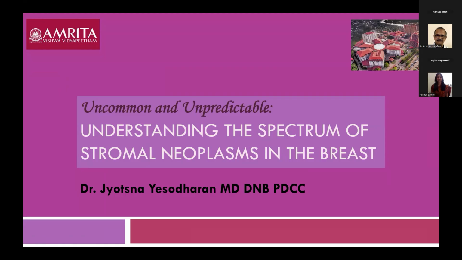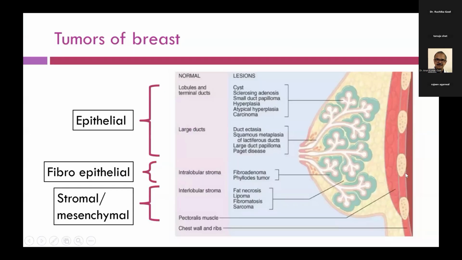So after elaborate discussions on DCIS, B3 lesions, and then the rarer epithelial tumors, now we come to the truly uncommon and unpredictable group. That is the spectrum of stromal neoplasms in the breast, or the mesenchymal neoplasms of the breast. Anatomopathologically, we can classify breast tumors broadly as epithelial tumors, which are the more frequent ones that we encounter. Then we have the fibroepithelial group, which usually arises from the intralobular stroma of the breast. And then we have the much rarer stromal or mesenchymal tumors, which usually arise from the interlobular stroma.